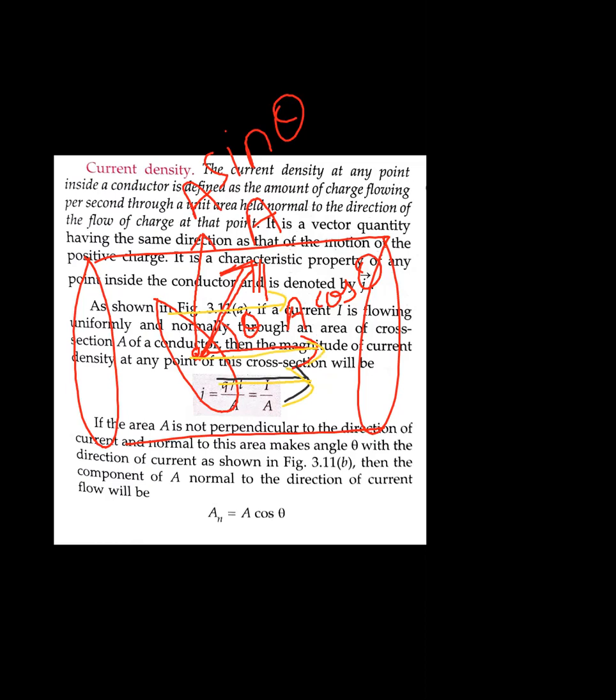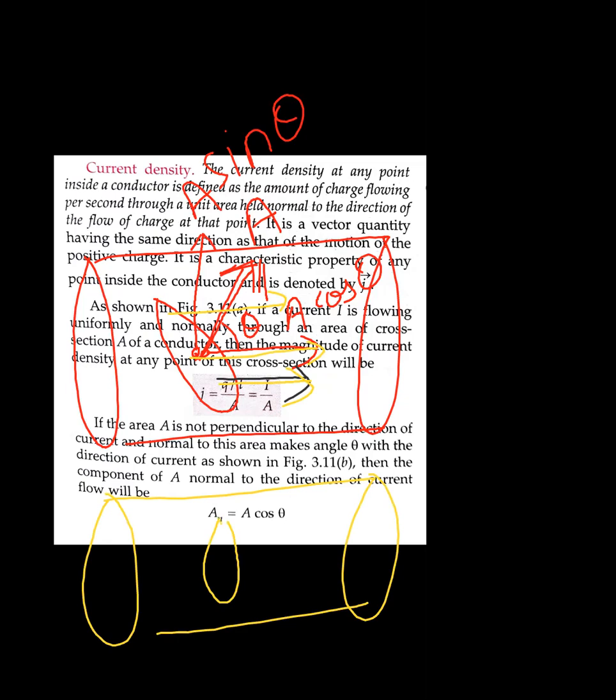Initially also, when we saw that the cross section was perpendicular to the current, the area vector would be this. This is your area vector when your cross section was perpendicular to the current, and the current direction is also along the area vector. So in that case we were considering the area vector along the current. Here, as the area vector is not in the direction of the current, we are resolving it into two components: one is A cos theta and the other is A sin theta.